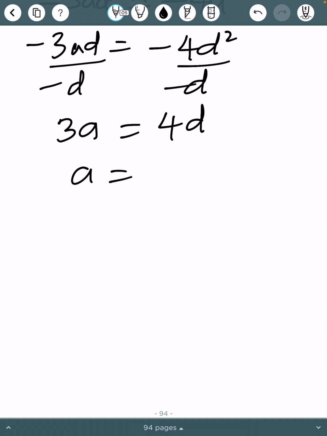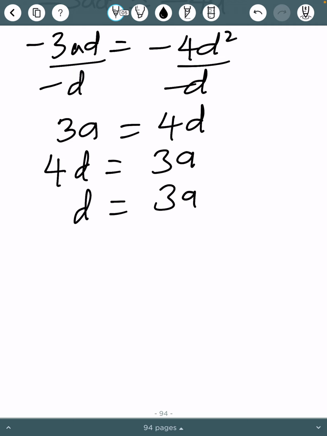Okay, I'm supposed to write d in terms of a. The question says I should find the common difference of the linear sequence in terms of the first term. So that means I'm writing d in terms of a. So let me rearrange this equation. 4d is equal to 3a, and d will be equal to 3a over 4. So that's the first part of number B, Roman number 1.